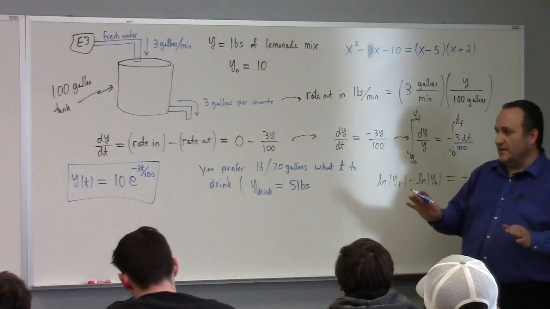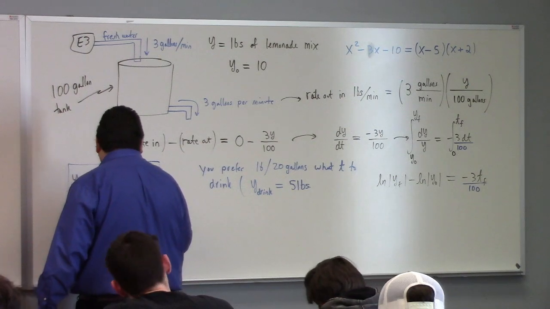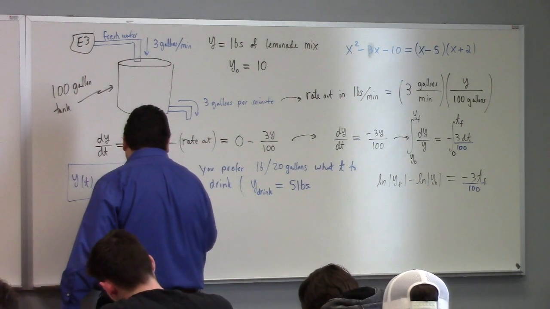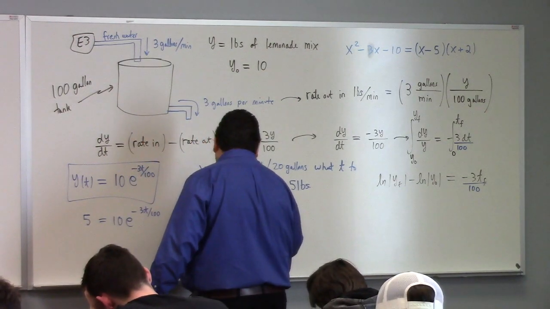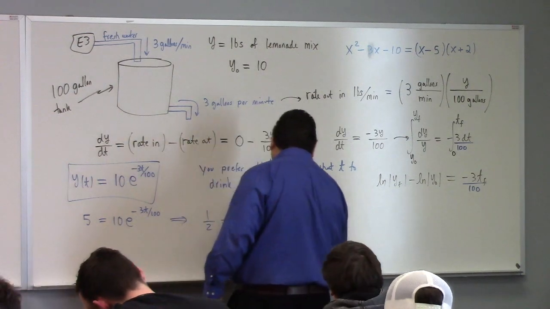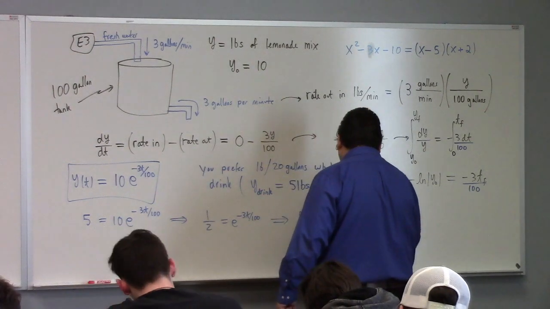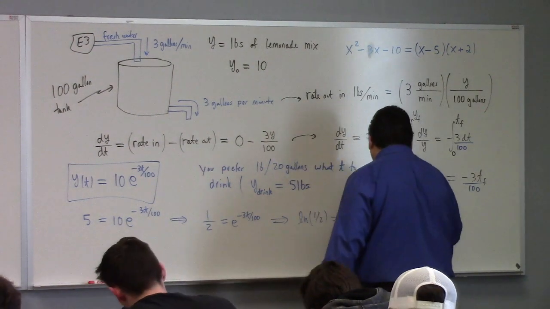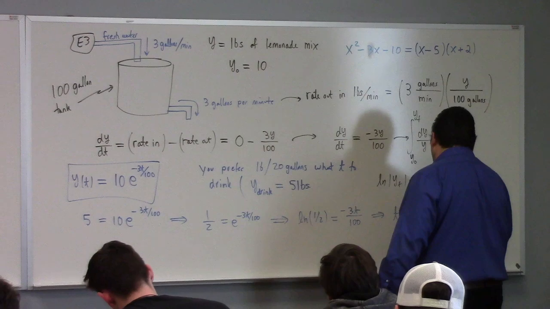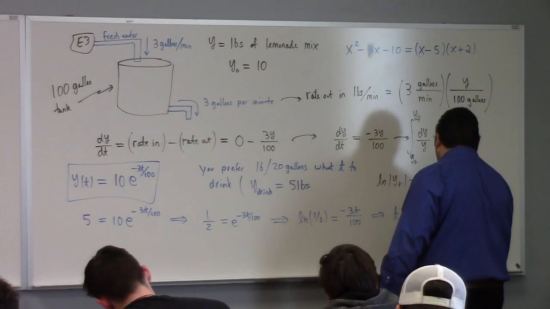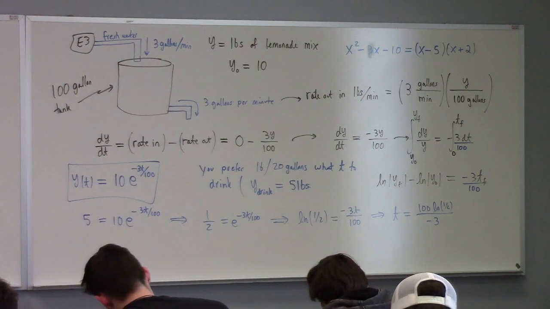So the time I'm interested in drinking is when this is equal to 5. So 5 is equal to 10 e to the minus 3t over 100, which tells me that 1/2 is equal to e to the minus 3t over 100, which tells me that the natural log of 1/2 is equal to minus 3t over 100, which tells me that the time for drinking is 100 times the natural log of 1/2 divided by minus 3. That's when I would like to drink the lemonade.